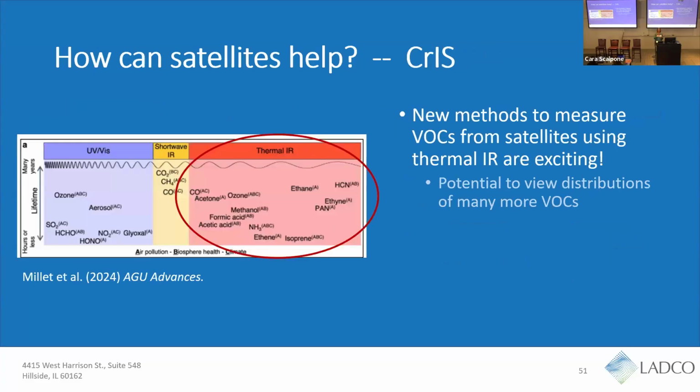Another is to use a different kind of satellite. And Arlene already mentioned the CrIS satellite. Most of our applications currently work with UV-Vis radiation, which limits you to formaldehyde, glyoxal, but most of the VOCs don't absorb in the UV-Vis range, but a lot of them do in the thermal IR range. And so there are some satellites that measure in that range, and that does open up the potential of looking at a lot more VOCs.